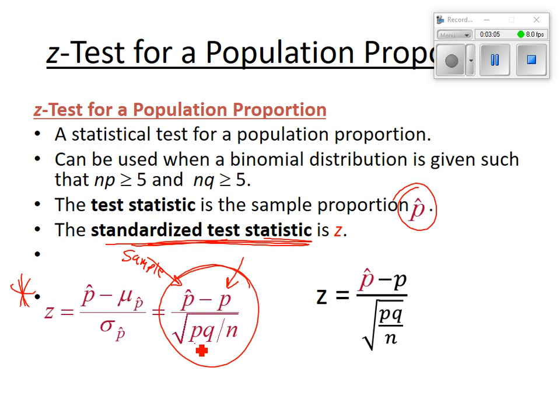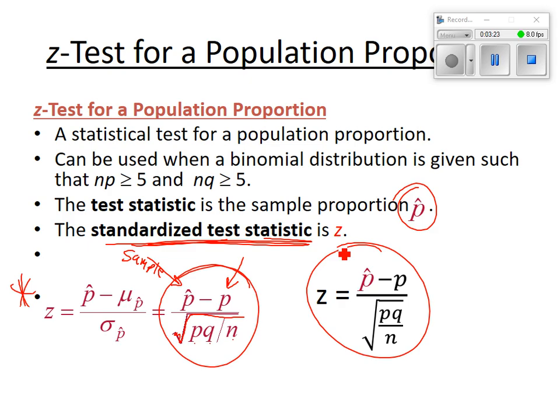Then on the bottom, it's p times q. Remember, you find q just by 1 minus p, divided by n, and you take the square root of all of that. So this is probably a better way to write that. And this is a little harder formula. You have to do these.